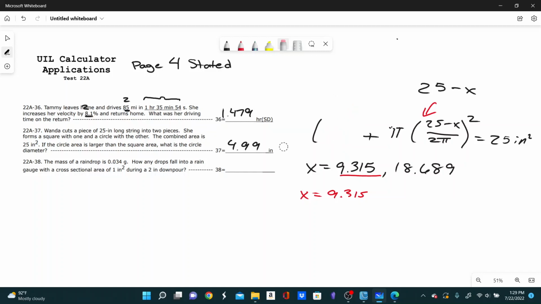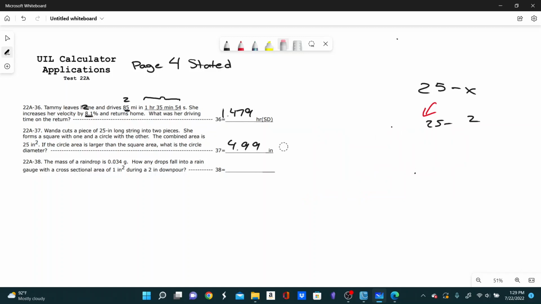Okay, last one, number 38. Let me erase this real quick. Now, this one you need a little bit of knowledge that you may not have had, but it's pretty straightforward once you get it. So, let's see, the mass of a raindrop is 0.034 grams. I think it's supposed to say how many. How many drops fall into a rain gauge with a cross-sectional area of 1 square inch during a 2-inch downpour?